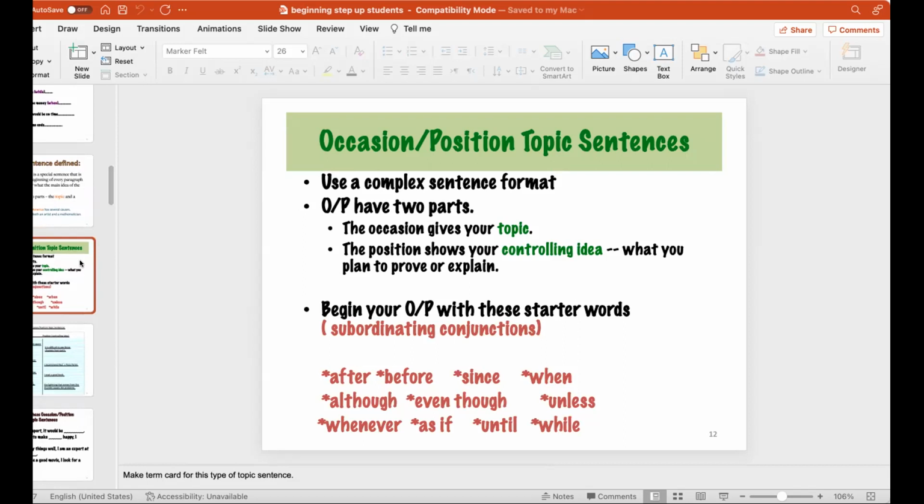So to tie this together, probably the queen sentence of topic sentences with Step Up to Writing is called an occasion position topic sentence, and it just happens to be a complex sentence format. Do you see why I put it in here now? Because we just learned about complex sentences. So I still think occasion and position are very abstract words. So I sometimes talk about just topic and focus. Occasion would be topic and position would be focus.